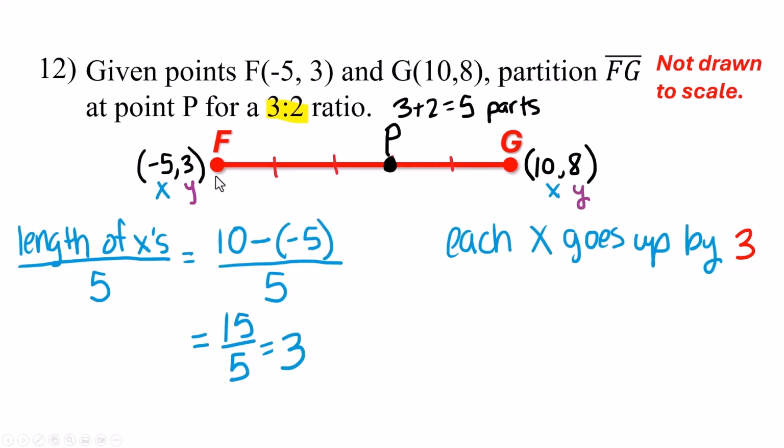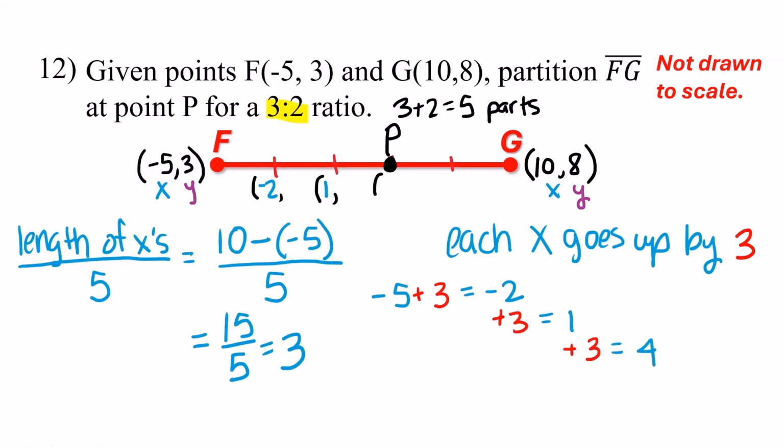So if you started at -5, -5 plus 3 would put you at -2. So this would be -2. Then you add 3 to the -2 to go up 3 more, and you get a 1. So the X value for this point will be 1. -2 plus 3 is 1. And then add 3 to the 1, and we're at the point where we want to be at, which is 4. 1 plus 3 is 4.